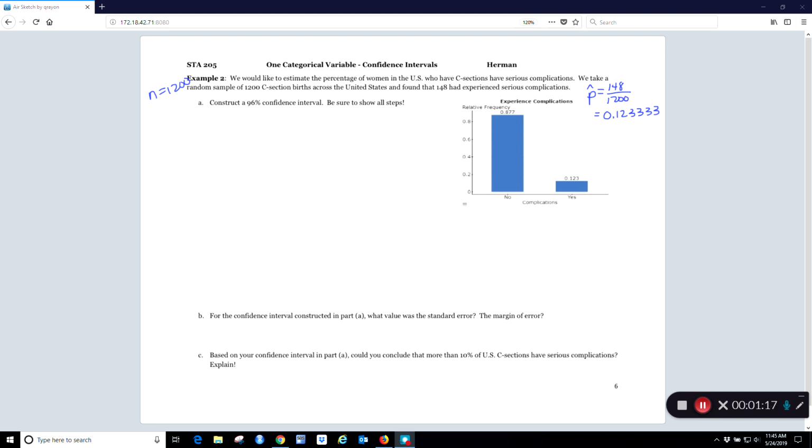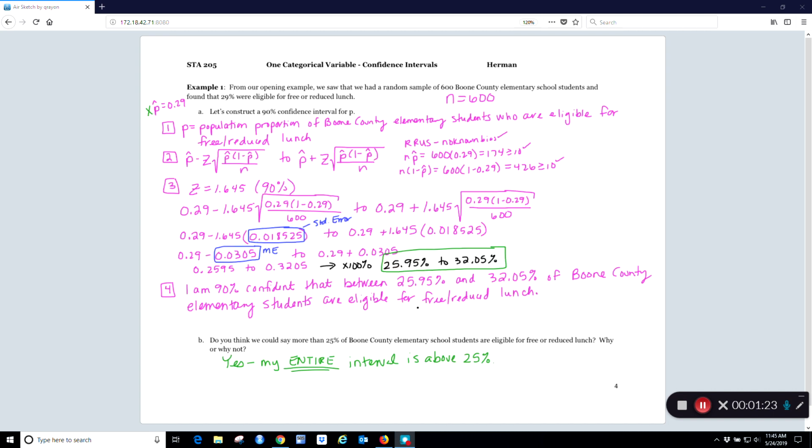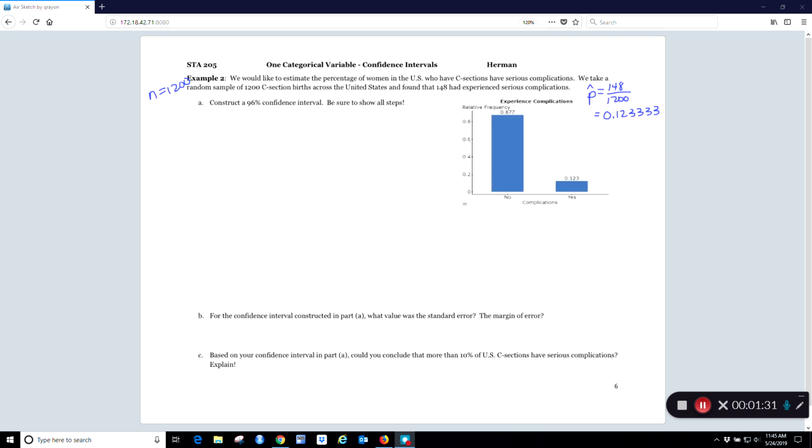You're going to be doing a 96% confidence interval, and you're going through all those steps just like we did with this example. So again, if you want to try the first step and pause here, then you can see if you get it correct.